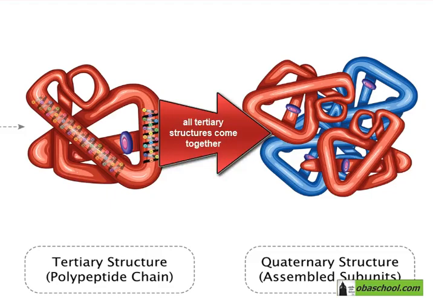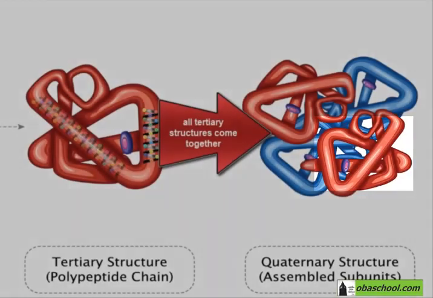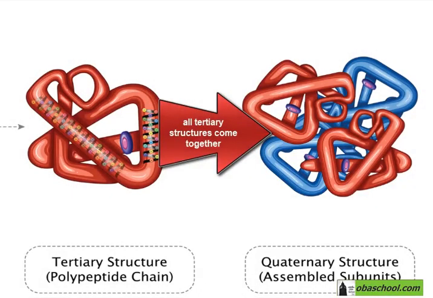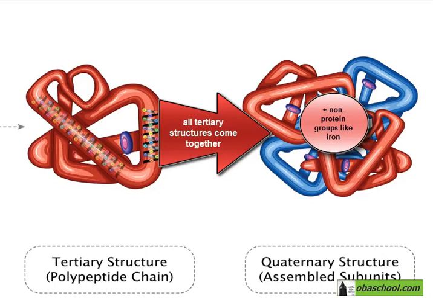Every polypeptide chain that is folded into a tertiary structure comes together, they all come together, along with possibly other groups, non-protein groups, like for example minerals. All of them come together to form the quaternary structure of the protein, which is the final functional three-dimensional structure of the protein.